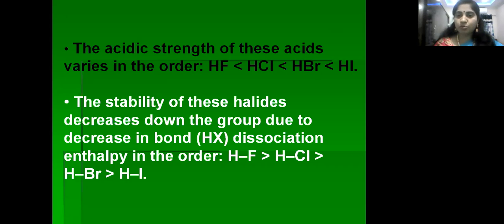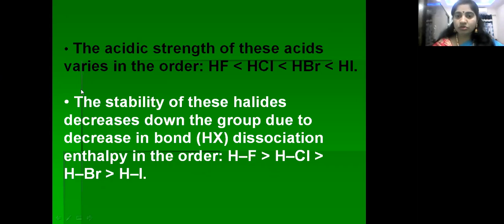Because top to bottom atomic size increases, so bond length increases. As bond length increases between these hydrogen halides, then what happens? Bond dissociation enthalpy decreases. As bond dissociation enthalpy decreases, then stability also decreases. So HF is more stable when compared with HCl, HBr and HI. HI is less stable among the hydrides of these halogens, right, children?